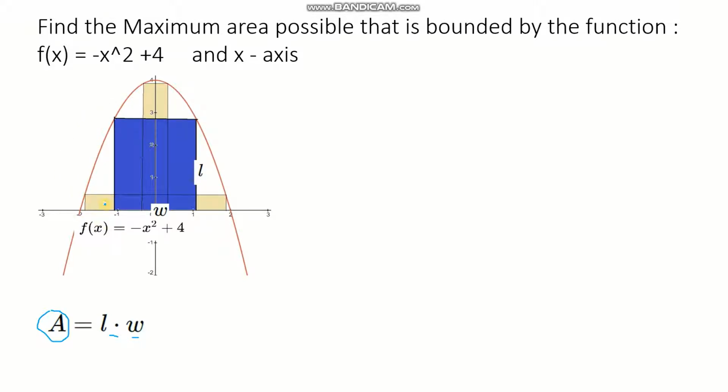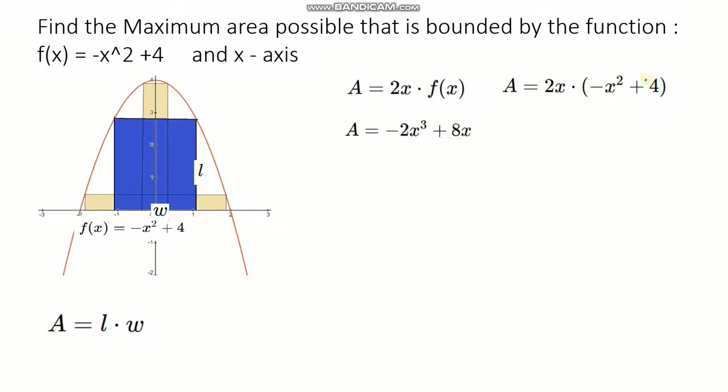So this rectangle is the same as this rectangle, and the whole rectangle is the same as twice the area of this rectangle. Now we can denote that the whole area is the same as twice the width times the length of this rectangle. The width is the same as the input x, and the length is the same as the function f of x. So the area becomes 2 times x times f of x. And our f of x is the same as negative x squared plus 4. Distributing the 2x, we have negative 2x cubed plus 8x.